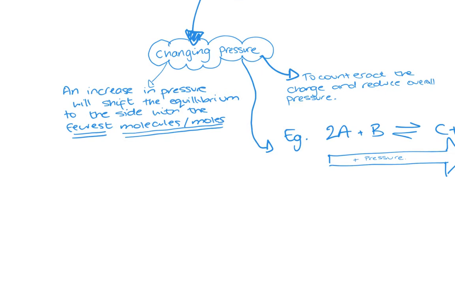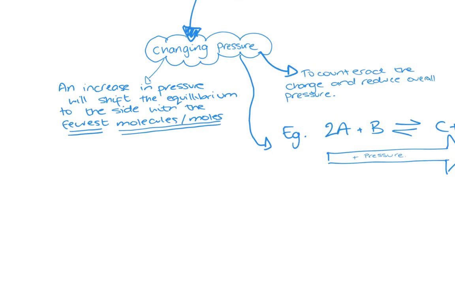Now, secondly, we can change pressure. And an increase in pressure will shift the equilibrium to the side with the fewest molecules or moles. Now, it's important that we note this as molecules and moles and not atoms. If I have a reaction where I've got a molecule such as glucose, which has lots of atoms within it, we're not actually looking at the individual atoms there. We're looking at how many molecules or moles of that substance there is, rather than the individual atoms within it. Because actually, if I were to count the individual atoms, if you've got a balanced equation, that should be equal on either side.